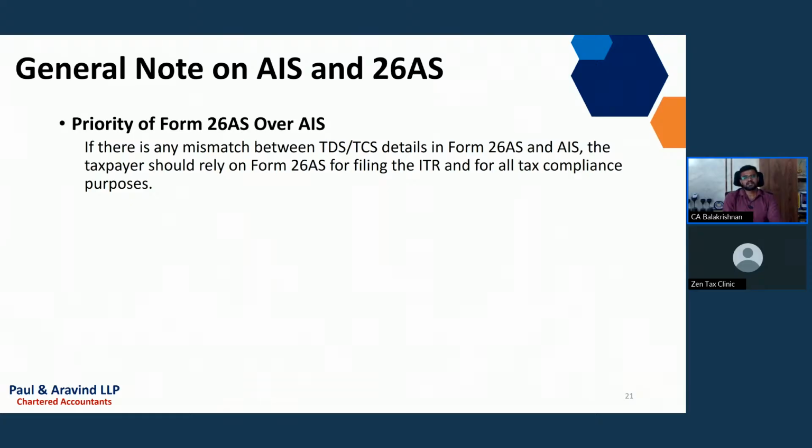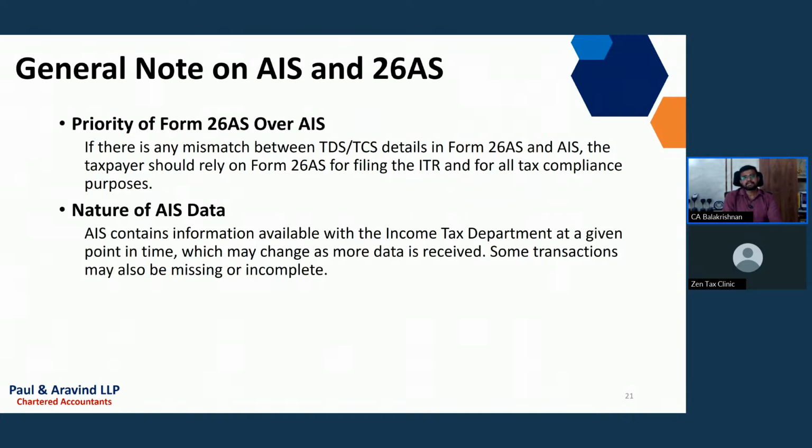And this is the general note between AIS and 26AS. This is available in the Income Tax Department itself; I have taken it from there only. Priority of 26AS over AIS: for tax credits, that is TDS and TCS credits, we need to refer to 26AS, because some deductions, due to some portal glitch, will not be reflected in AIS. Even though all the transactions are reported under AIS, if some details are not reported, we can rely on 26AS and take the credit as per Form 26AS.